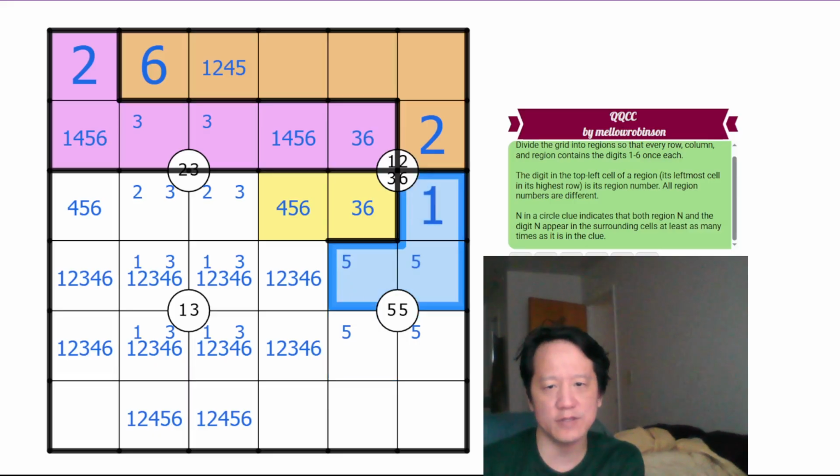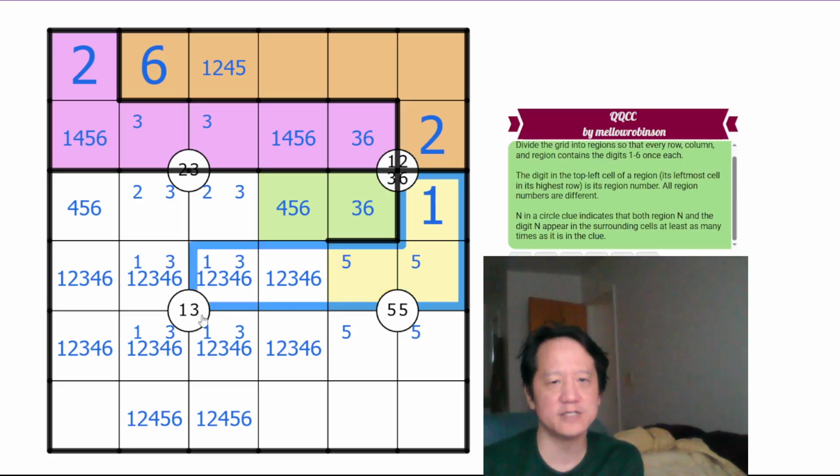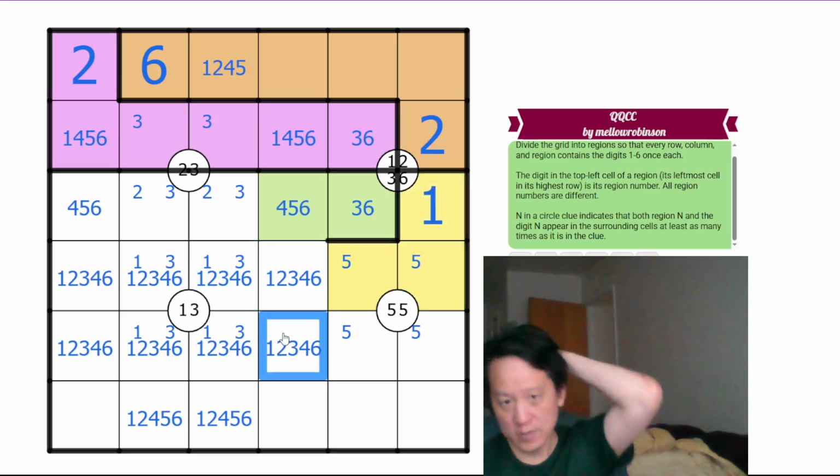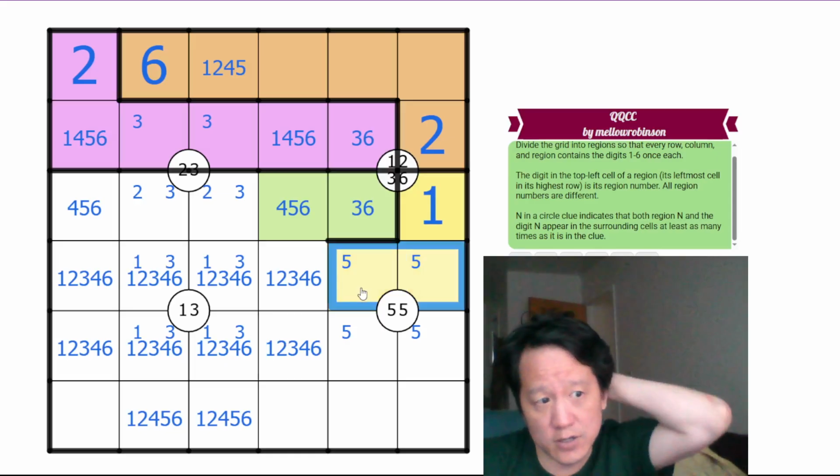So let's make this actually yellow. We have to have a 5 here as a region border or as a region number. And we'll make this green, I guess. So we have region 6 here and region 2. So region 3 has to enter here. Region 1 has to enter here. That means we have a guaranteed 5 here.